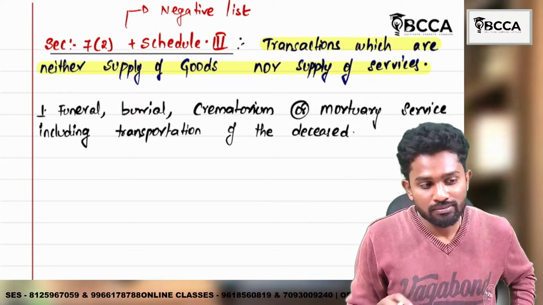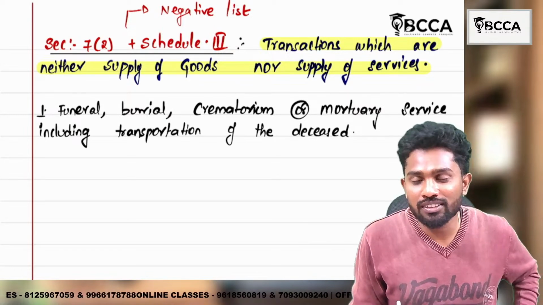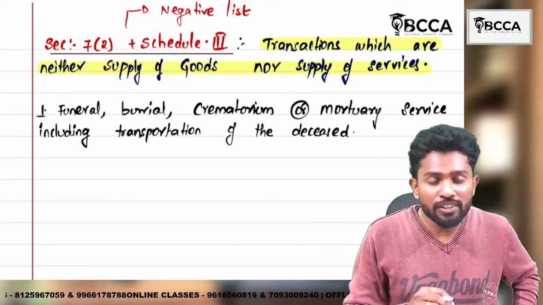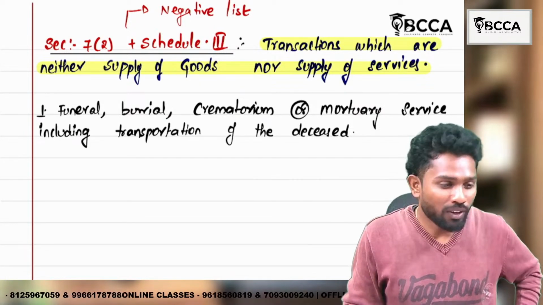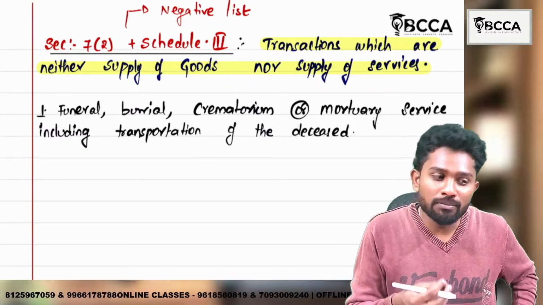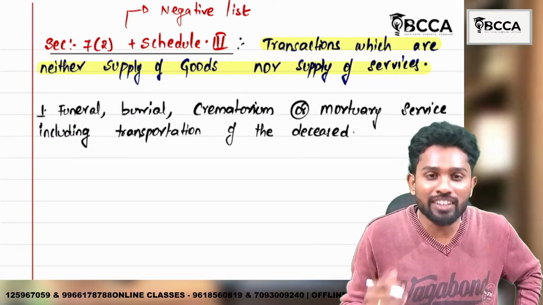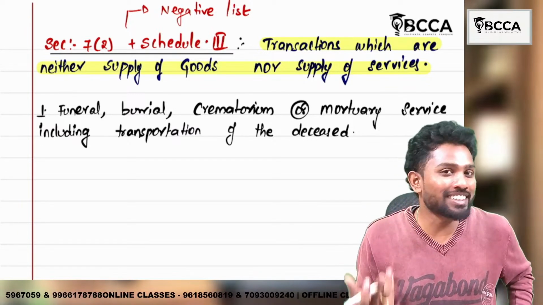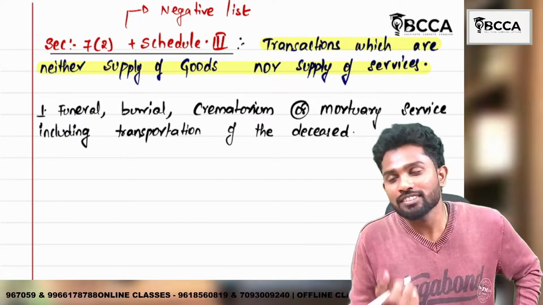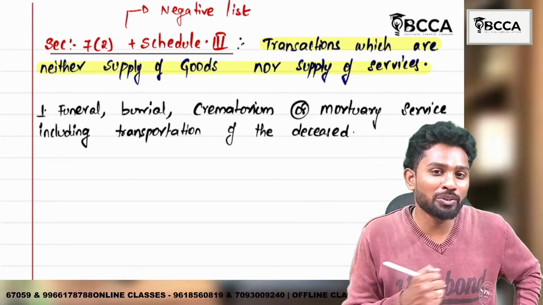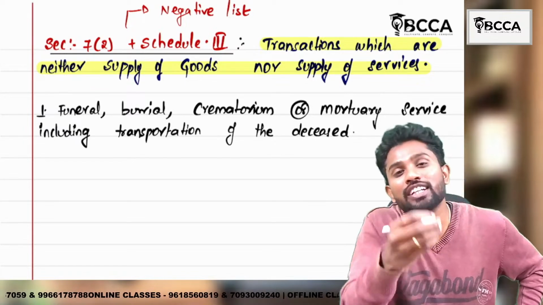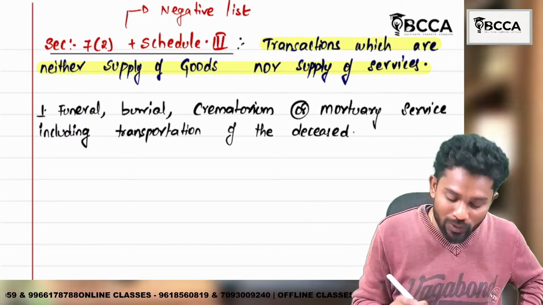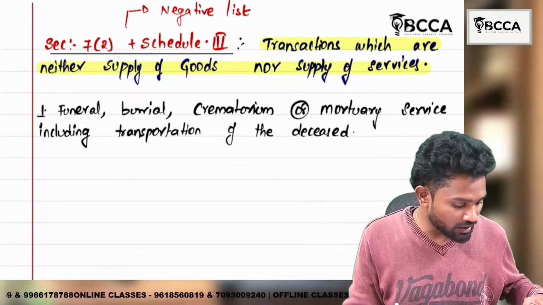Why has it been kept in the negative list? Already on so many things they are levying GST, on goods and services. All these activities are related to death or after death. At least they felt some pity, so they thought to leave these out. Otherwise people will say that even in death you collect GST. People would comment, and maybe the council or the government thought they didn't want to listen to such harsh words. So funeral, burial, crematorium or mortuary services including transportation of the deceased are covered under the negative list.